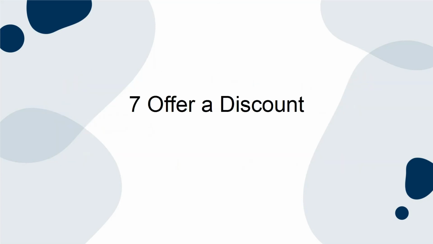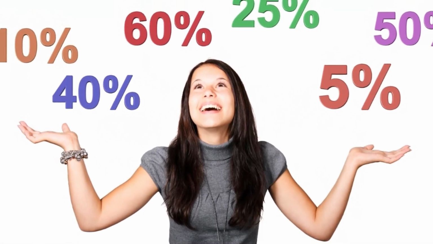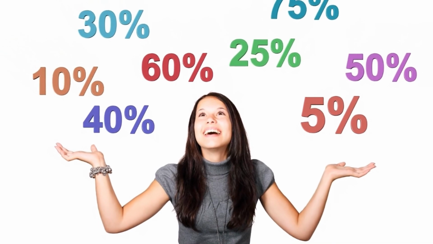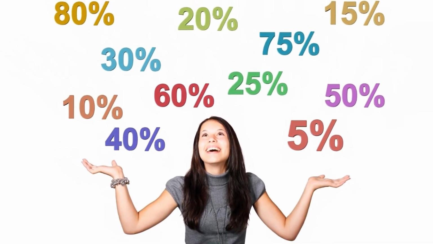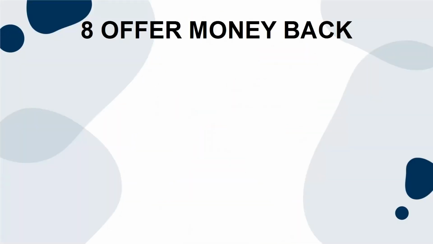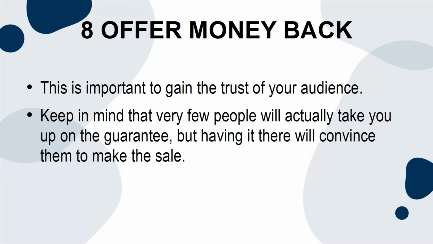7. Offer a discount. This is a simple way to make more sales, but it's an important consideration. Offering a special deal for a certain period of time is perfect for generating more sales, but you'll need to experiment with different price points to find that sweet spot. 8. Offer money back. This is important to gain the trust of your audience. Keep in mind that very few people will actually take you up on the guarantee, but having it there will convince them to make the sale.